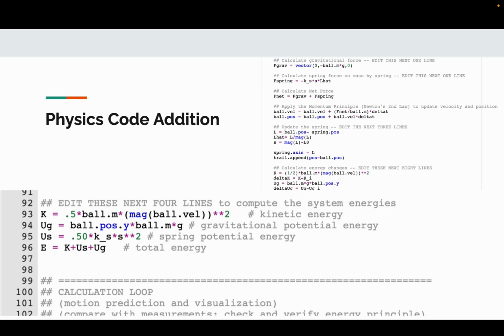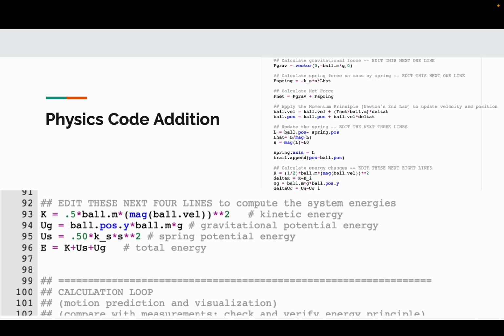F net is equal to the spring force, which acts in the positive y direction, and the gravity force, which acts in the negative y direction. And then the rest of it is just Newton's second law, which is ball.velocity equals the velocity plus F net over m times delta t. And then we have the position update, which is ball.position plus ball.velocity times delta t. And then we had more additions.